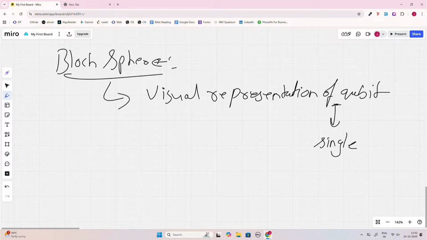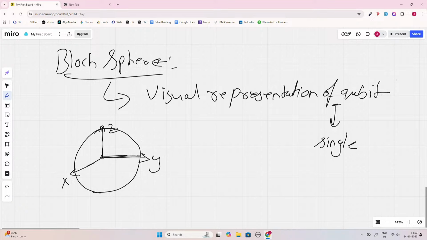Sorry, I'm a very bad artist, but let me just try something. So technically, the Bloch sphere will look something like this. And these are the axes actually, and there will be a circle around it, let me just try. Don't judge. Okay, wow. Some random circle. It's not a circle actually, it's a sphere, because it's in three dimensions.